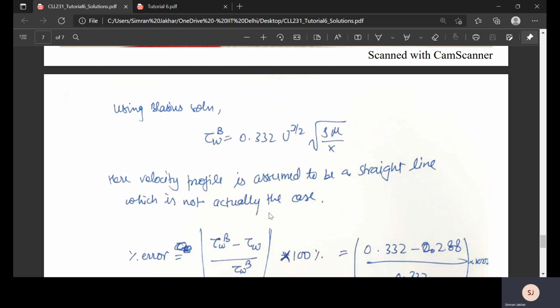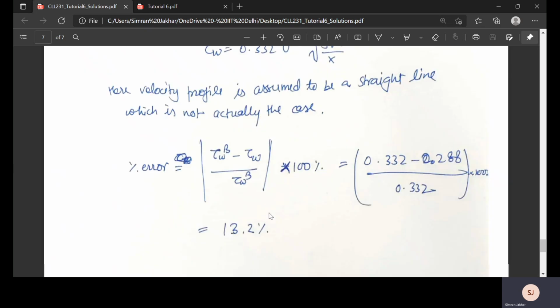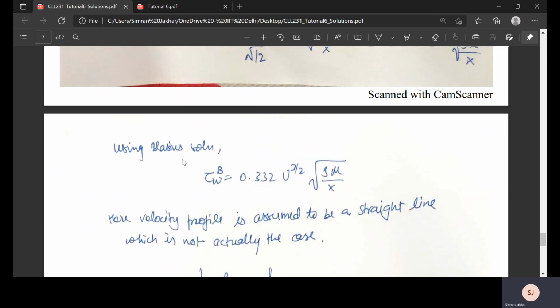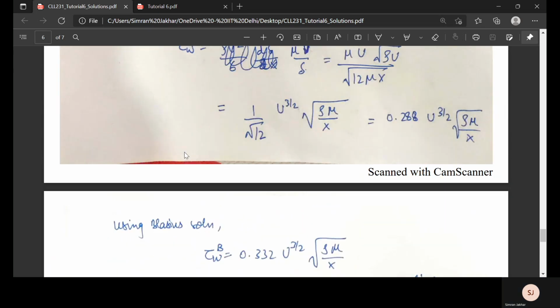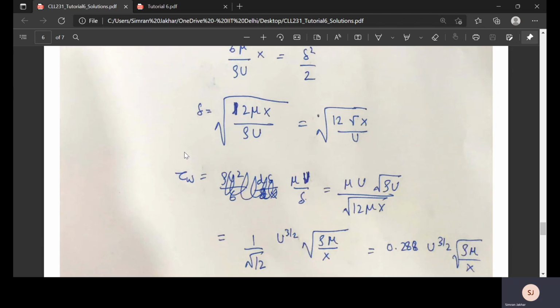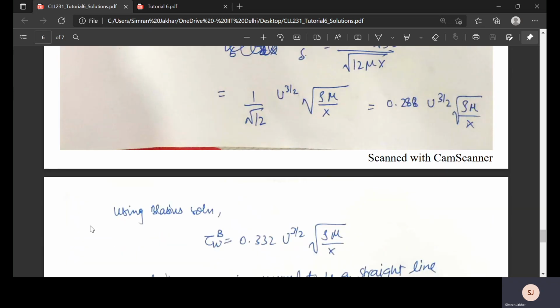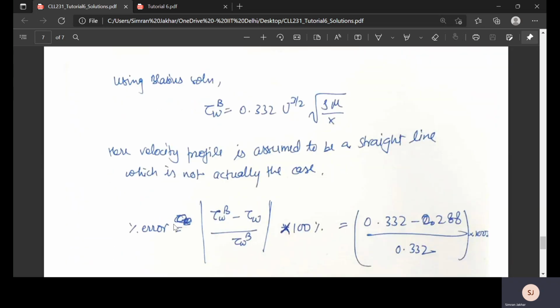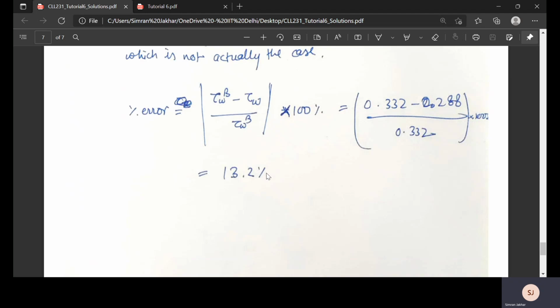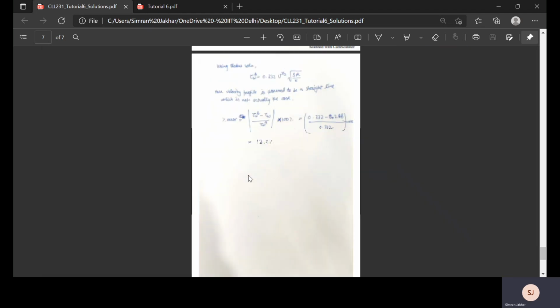It is because the velocity profile here is assumed to be a straight line, which is not the case in reality. So we can find out the percentage error, like how our final results vary compared to the Blasius solution. We can find out this percentage, and it will come out to be 13.2%.